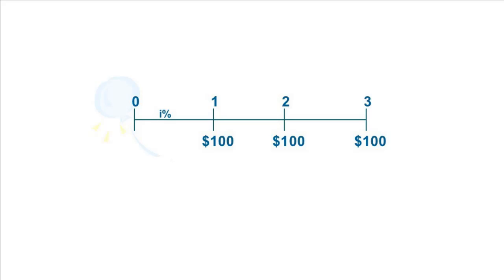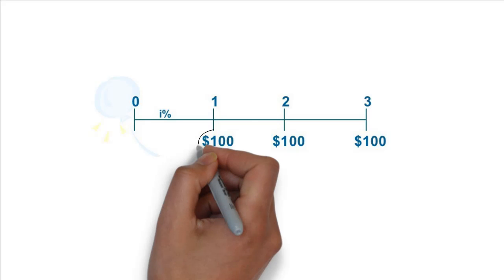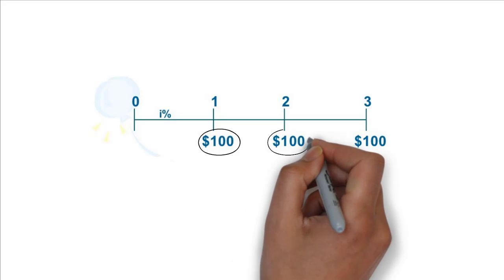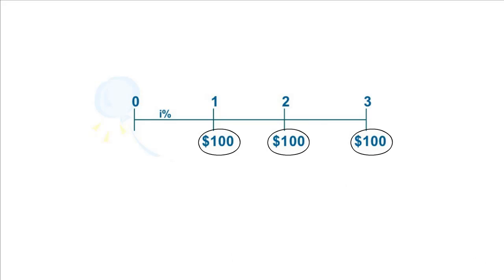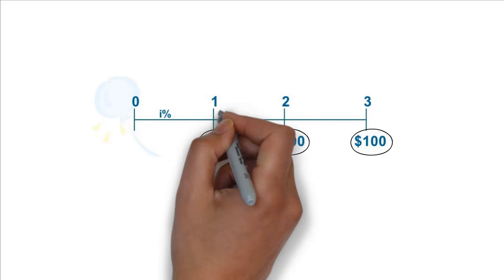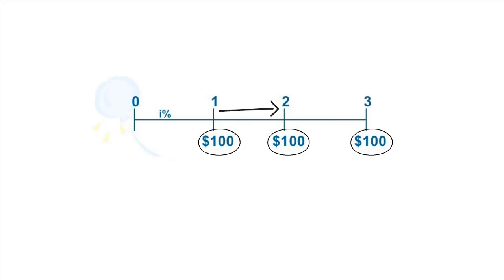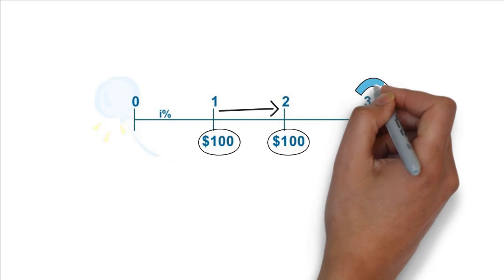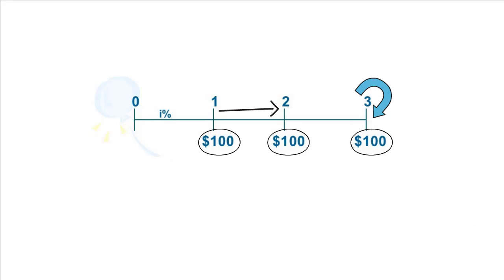In order for a series of cash flows to be an ordinary annuity, they have to meet three criteria. First, all payments have to be equal or constant payments. Second, there has to be a fixed time interval. Third, a finite or specified number of periods.